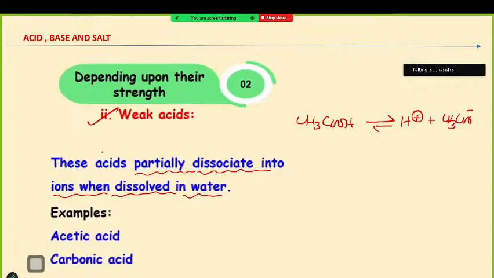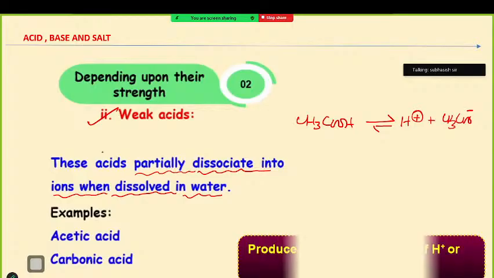Again, carbonic acid is another example. Now most of the organic acids are considered weak acids. Carbonic acid, though it is an inorganic acid, is also weak in character. So these are the classification of acids on the basis of their strength.